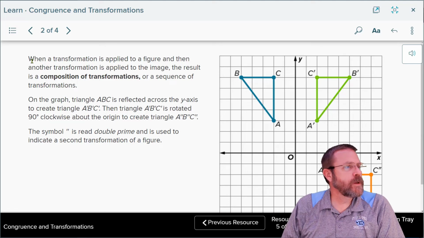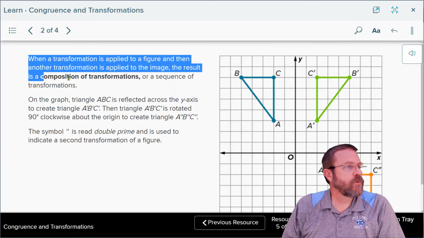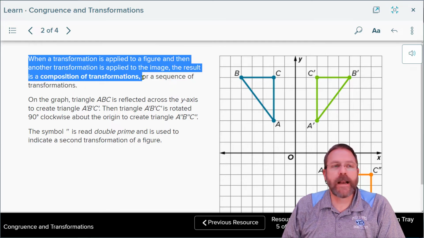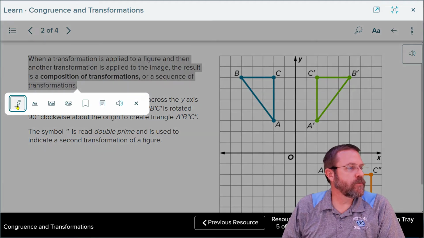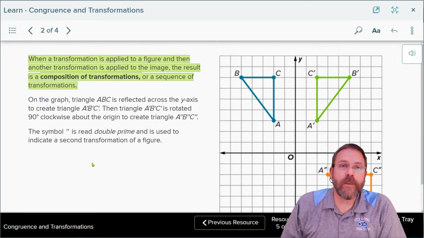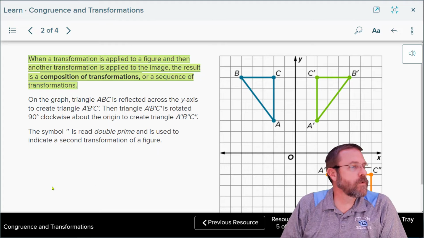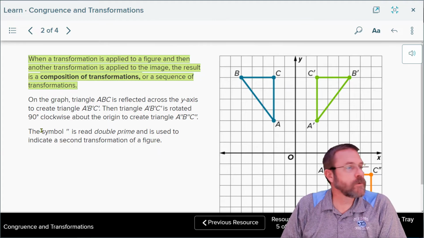When a transformation is applied to a figure and then another transformation is applied to the image, the result is what we know as a composite of transformations or a sequence of transformations. As they showed you in one of those short little videos, that's how they make cartoons. They make a sequence of transformations in order to make the movement you see in a cartoon.